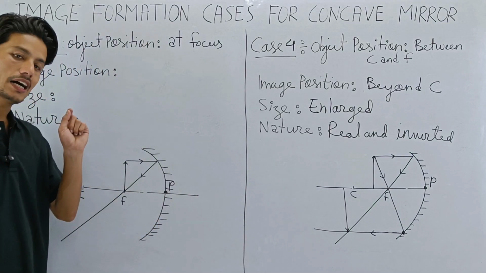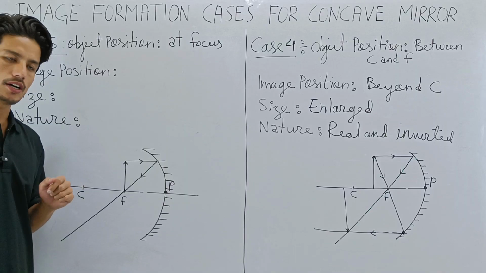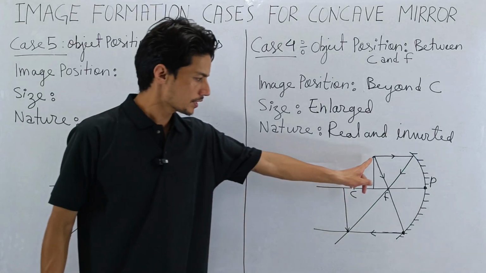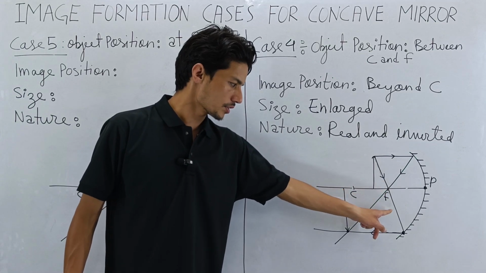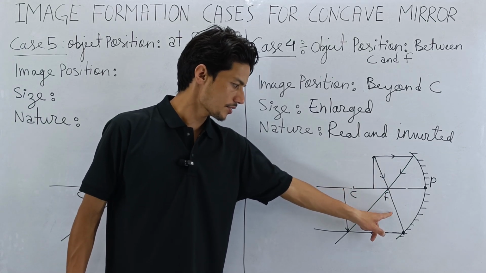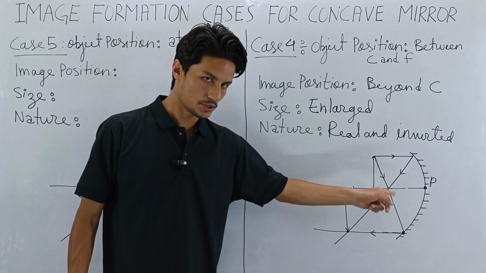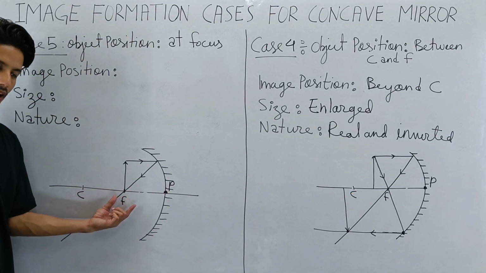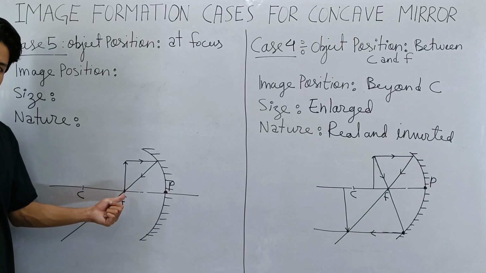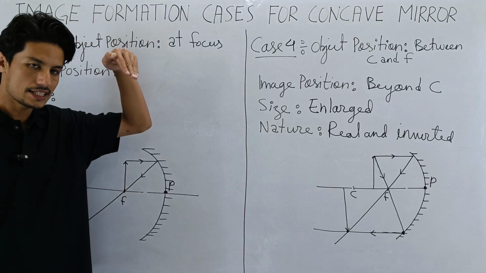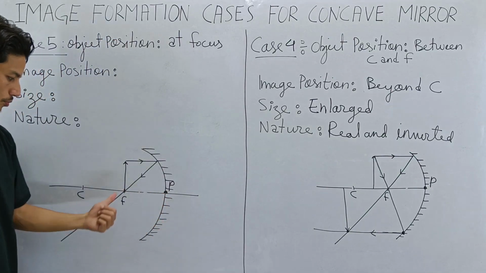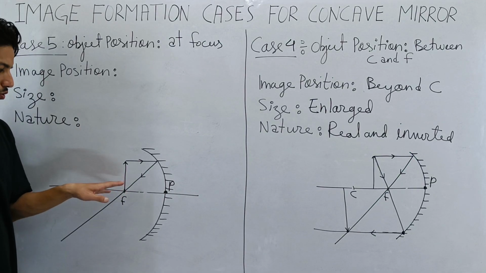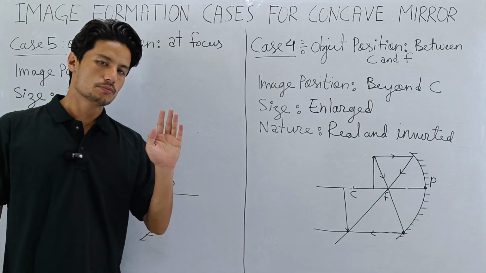Now we will have to use another rule to draw the second ray. Which rule should I follow? Which rule did I use for the second incident ray in the previous case? I used rule number 2, isn't it? Now here unfortunately I cannot use rule number 2. You know why? Because the object is at F. In rule number 2, the incident ray enters through F. So if the object is at F, then how can I make the incident ray enter through F? So I won't be able to use rule number 2 here.